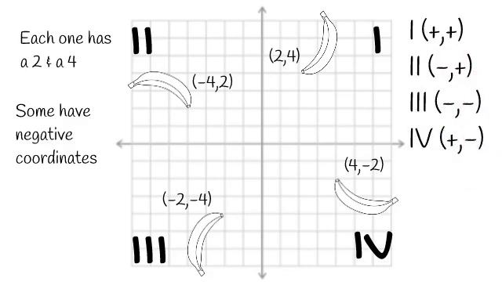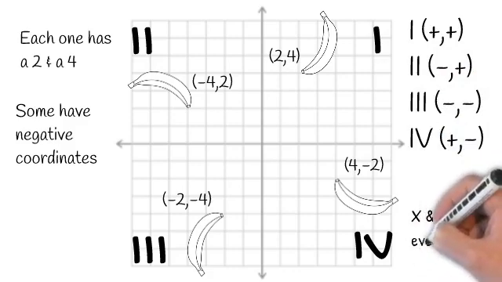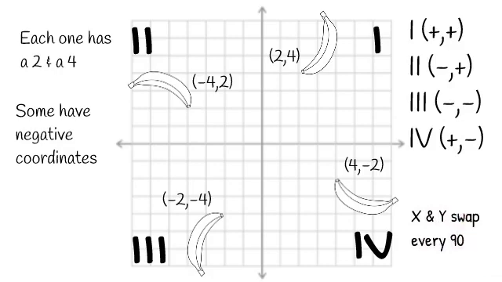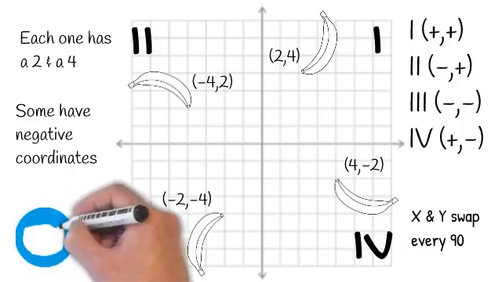And finally, you should notice that x and y values swap every 90 degrees. So this means that every 90-degree rotation, I can swap the x and y and just figure out which quadrant I'm in and know if x is positive or y is negative based purely on the quadrant.